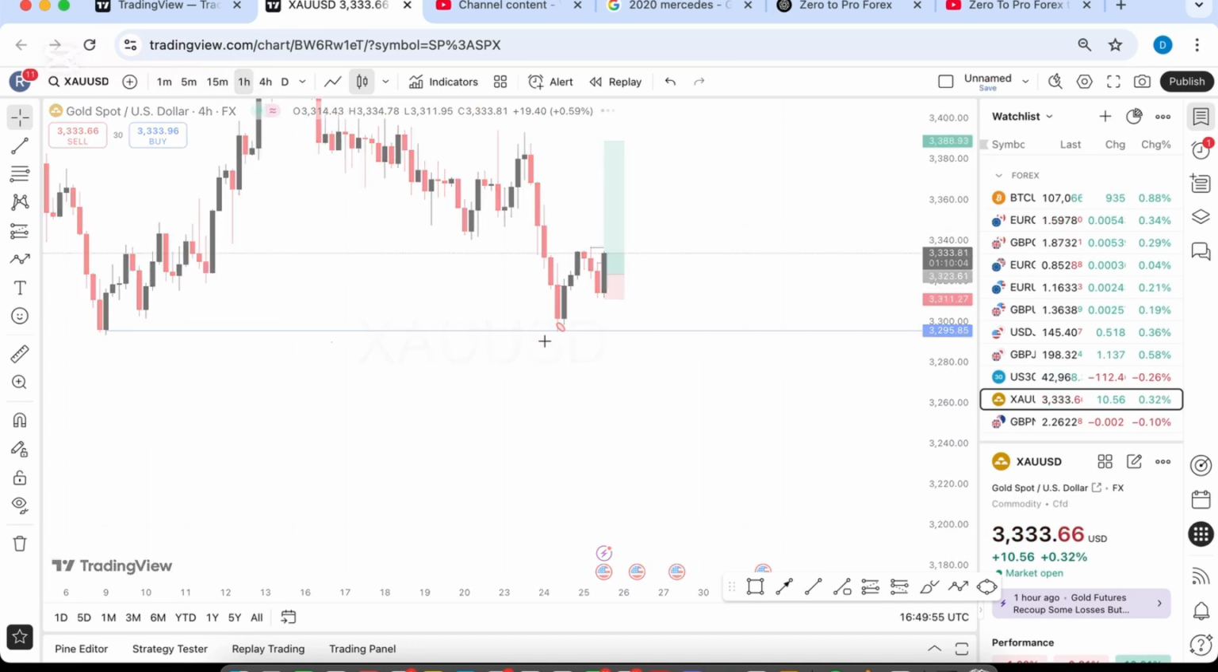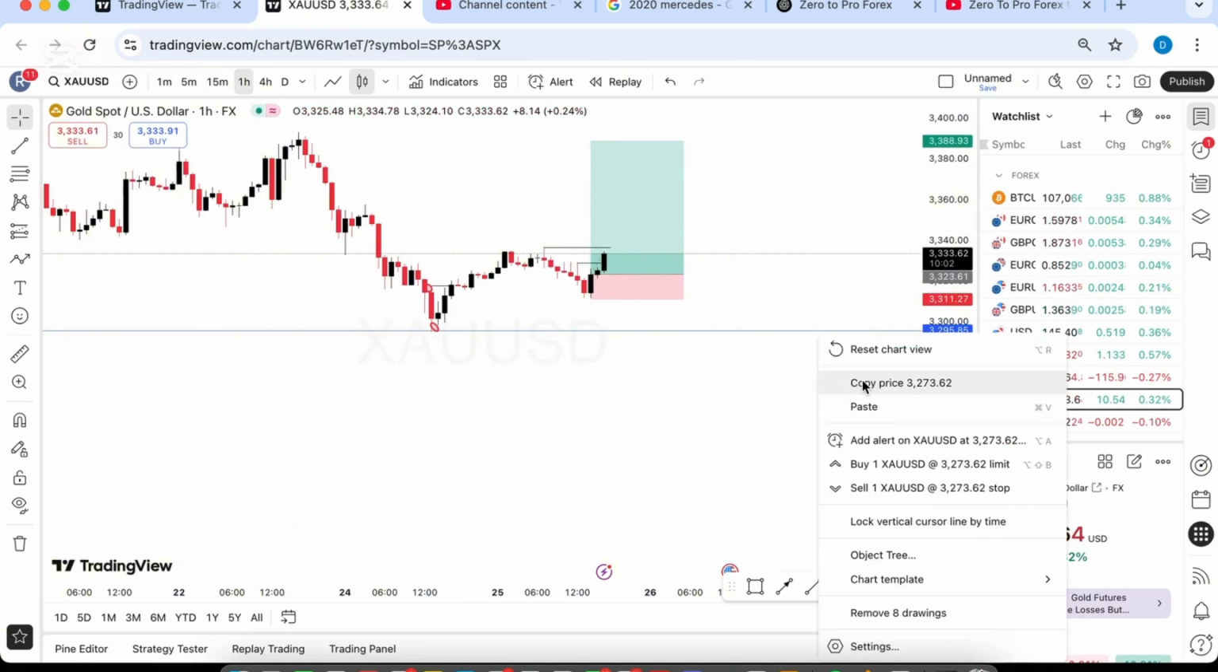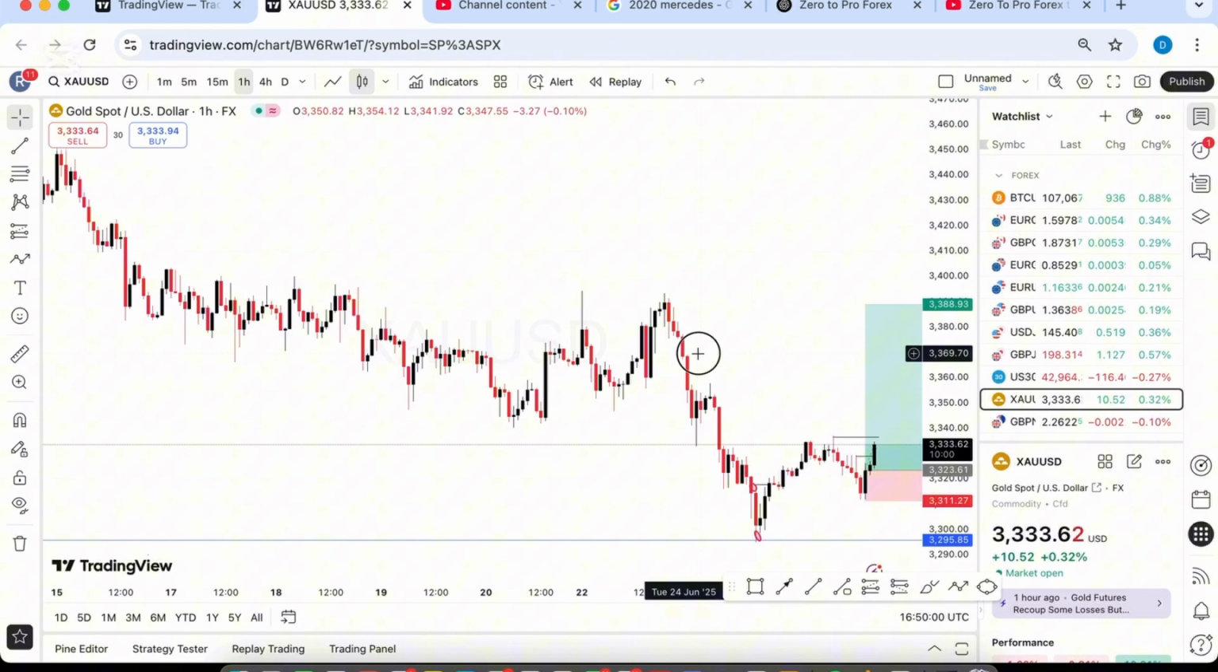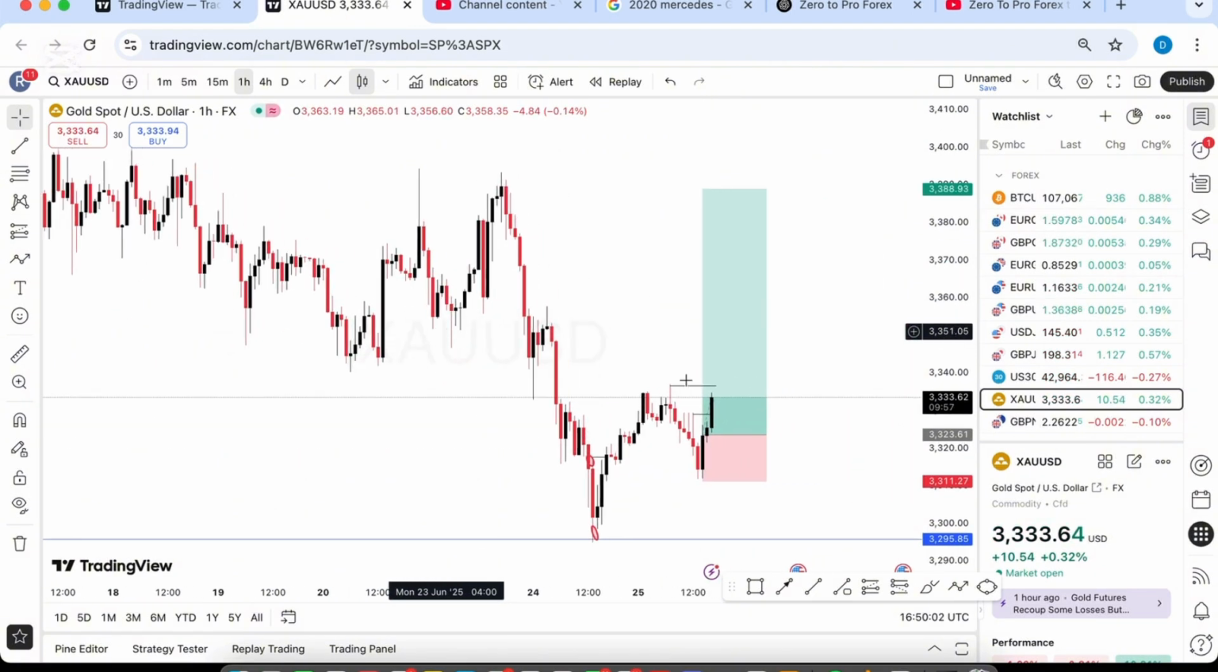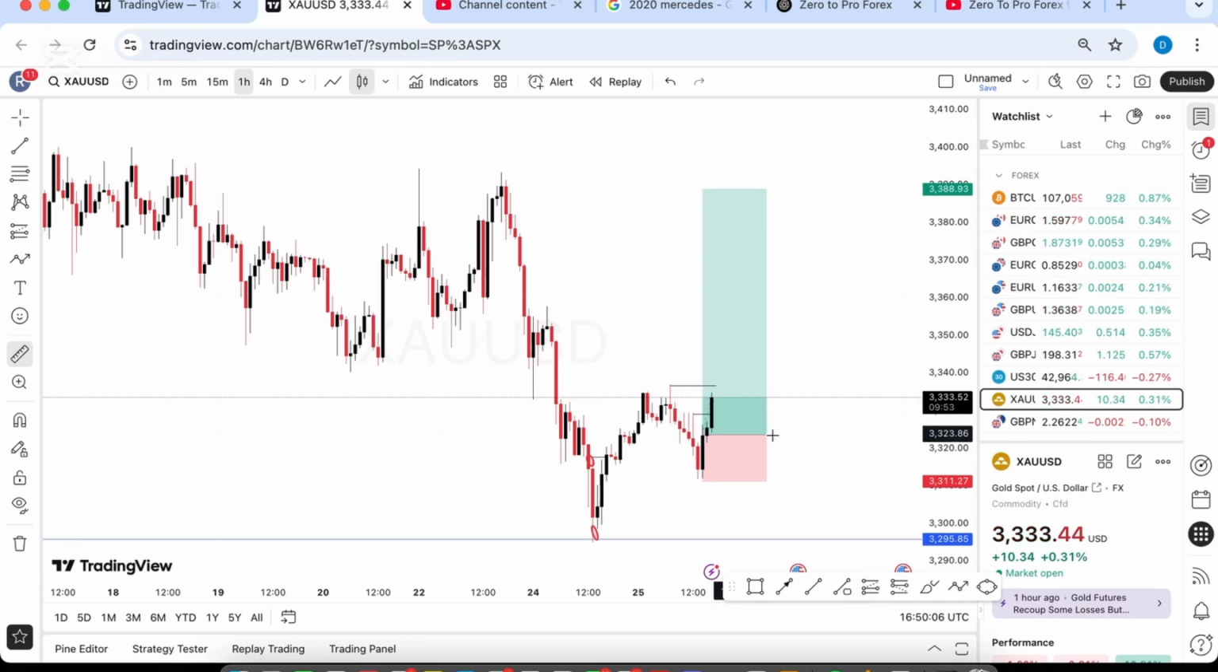So based on what we see in just 1 hour, this trade we are currently on just lasted for 2 hours. And right now, if one is to calculate the pips, from this point to the current market price now, you see that we have 1,000 points, which gives us 100 pips.